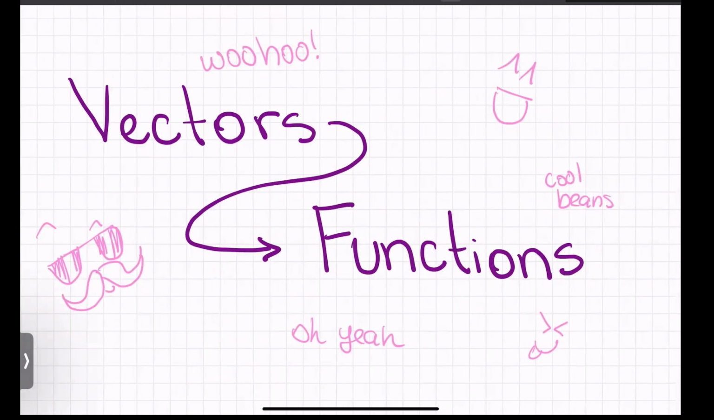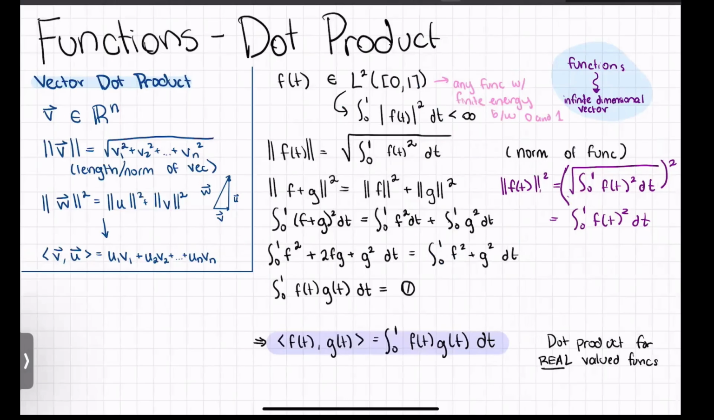Okay, we finished up with vectors. Now we're moving forward to functions. So functions is going to be the same thought process. But now instead of working in the R squared space or in the R3 space, the 2D or 3D space, we're going to be working in a different space. You don't really have to worry about it. The official definition is that this space is any function that's less than infinity if it follows this. All this is saying is that the function has finite energy between 0 and 1. We can think of functions as just infinitely dimensional vectors.